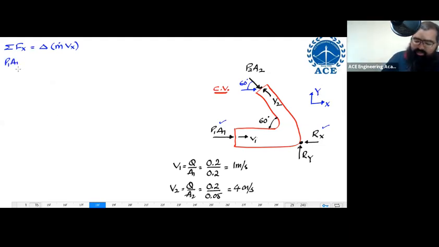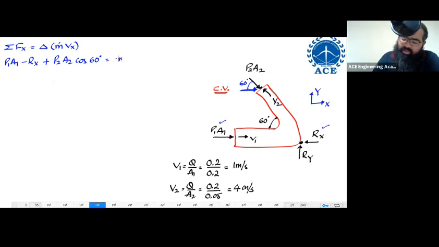P1 times A1, I'm going to have in positive x. Rx is in negative, so minus Rx. Next, P2A2 is going to have a component in x. That component in x is going to be P2A2 cos 60, in positive x only, plus P2A2 cos 60 degrees. Left hand side, summation of Fx, finished. It has to be equal to m dot into velocity in x final.